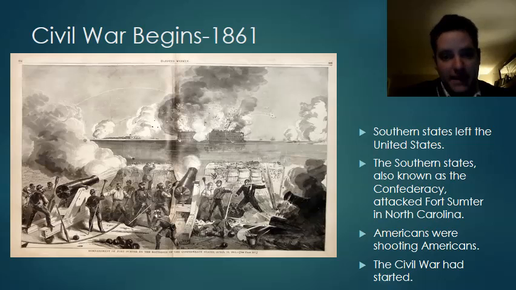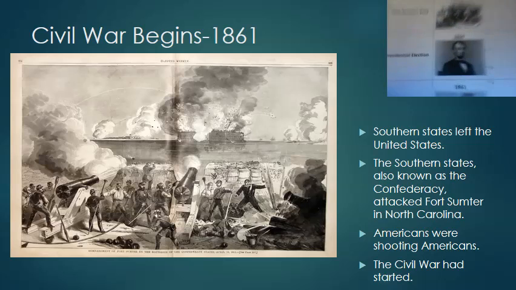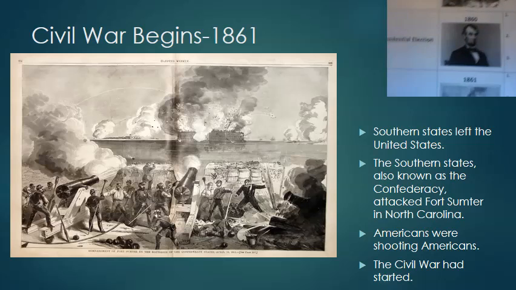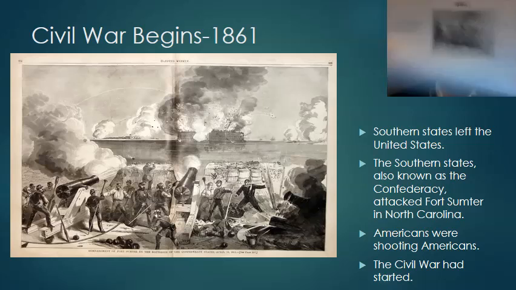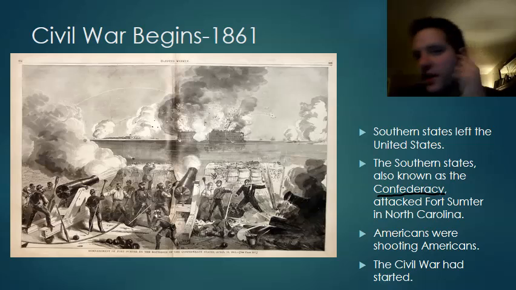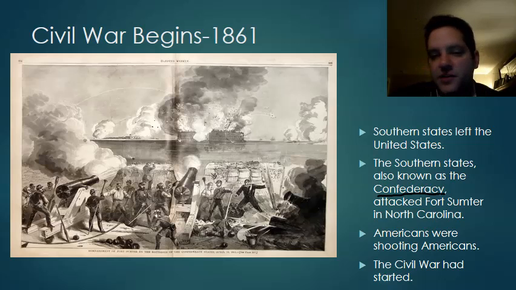The Civil War begins. So this is 1 year. See how Lincoln became president in 1860? Well, now, just 1 year later, the Civil War begins in 1861. So the southern states seceded or left the United States. They did not want to be a part of the United States anymore because they still wanted slavery. They were also known as the Confederacy. So if you hear Confederacy, that just is another name for southern states.